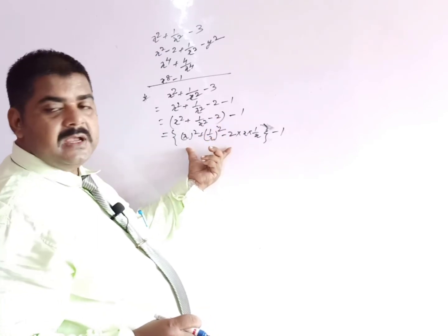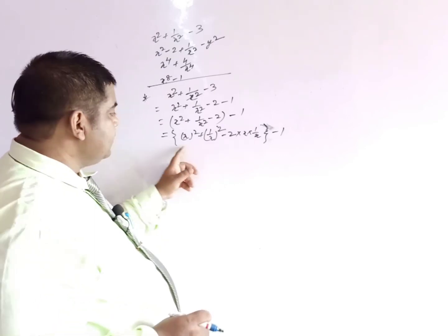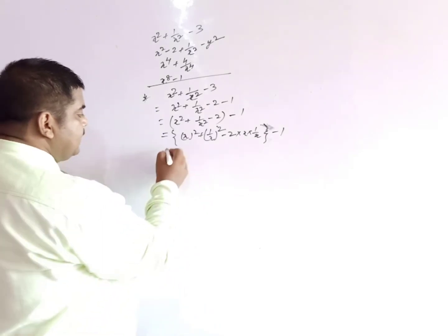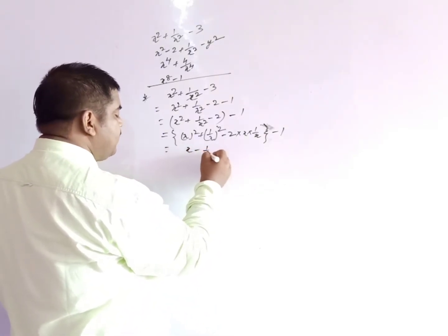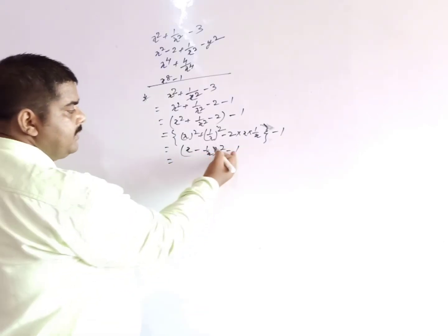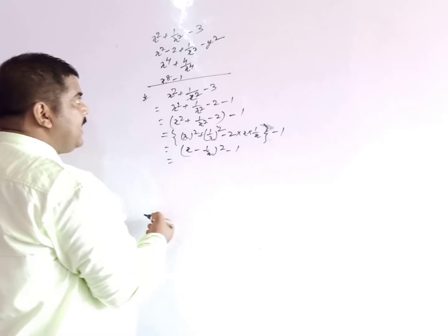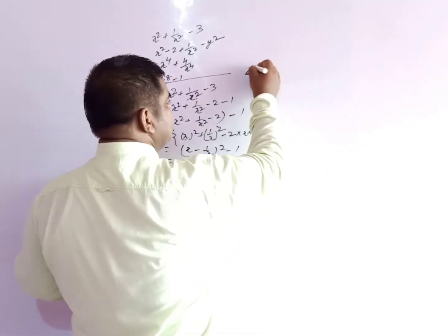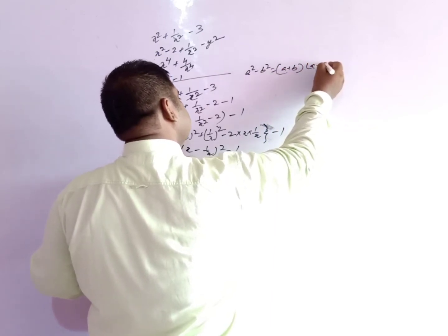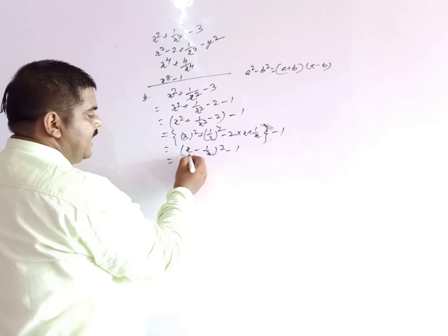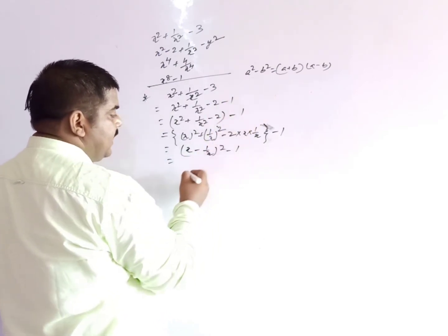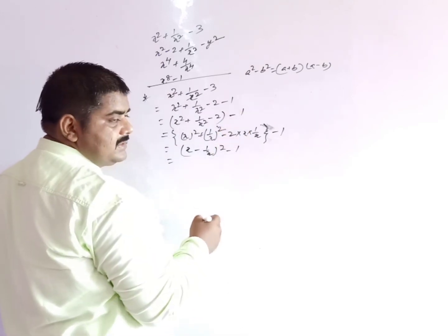But by the rearrangement of it, you know very well that this can be written as a square plus b square minus 2ab, and this can be written as (x minus 1 upon x) whole square minus 1. And now 1 means 1 square, so we can apply the identity a square minus b square is equal to (a plus b) into (a minus b). And now you can see that x minus 1 upon x is considered as a, and 1 is considered as b.